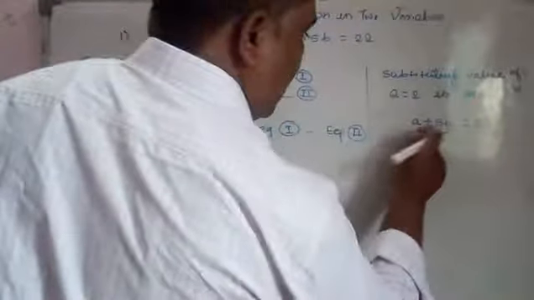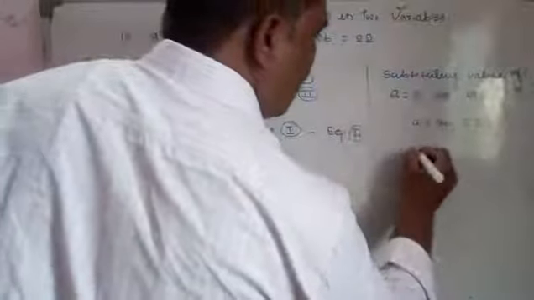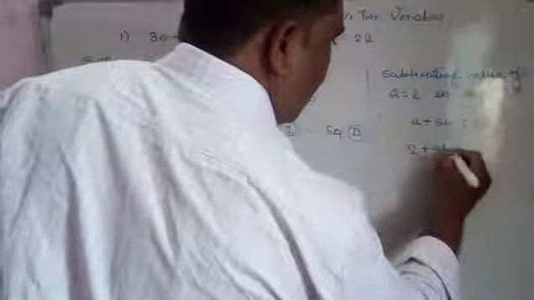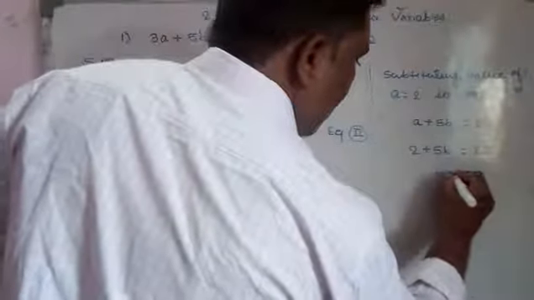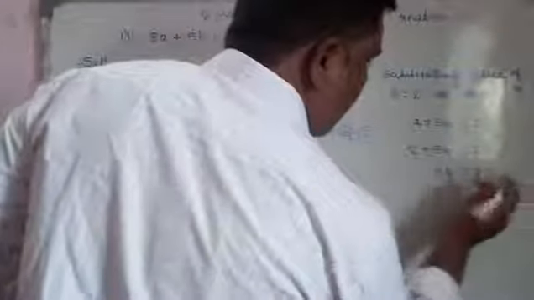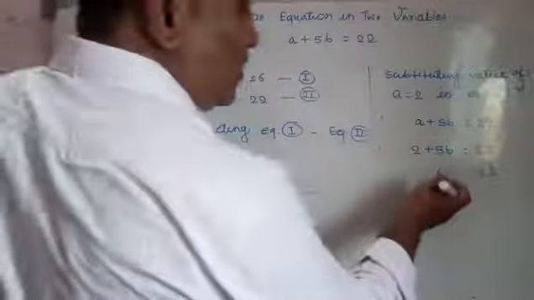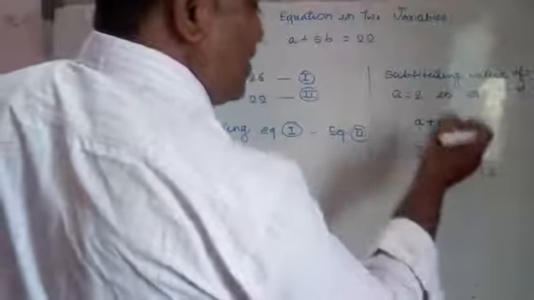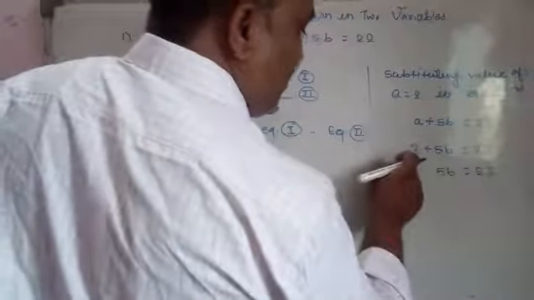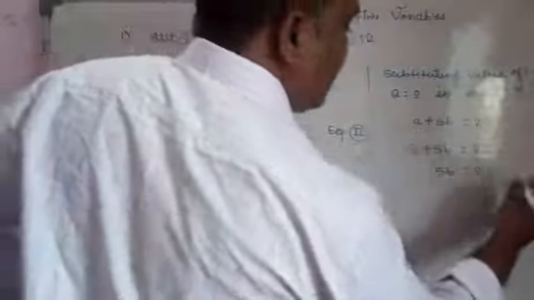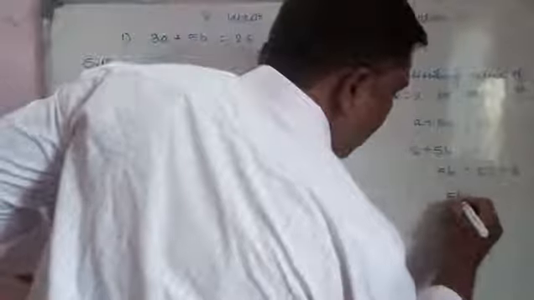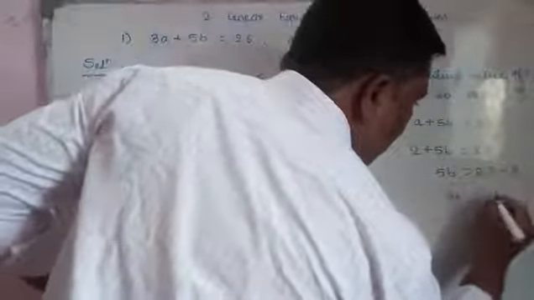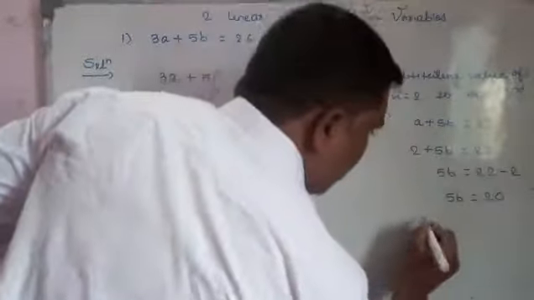Therefore, what is the value of a? 2 plus 5b is equal to 22. Therefore, 5b is equal to 22, because we are going to find out the value of b, so we keep 5b as it is. What about 2? 2 is positive on the left side. When we change the side, it will be negative 2. So 5b is equal to 22 minus 2. We will get 20.